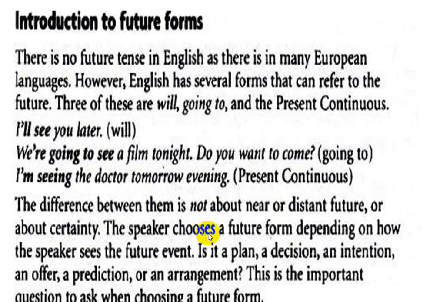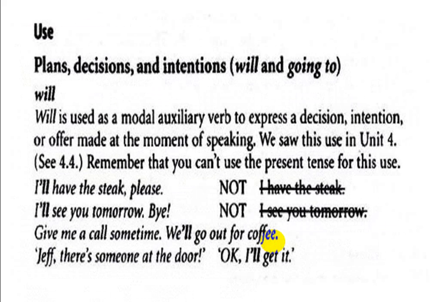The speaker chooses a future form depending on how the speaker sees the future event. So المتكلم يختار future form اعتمادا على أنه هو كيف يرى الحدث المستقبلي. Is it a plan؟ هل هي خطة؟ A decision؟ قرار؟ An intention? An offer, a prediction, or an arrangement. Arrangement يعني ترتيب أو تنظيم. This is the important question to ask when choosing a future form.